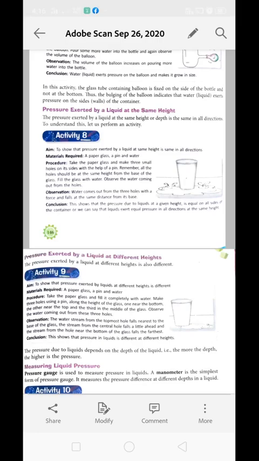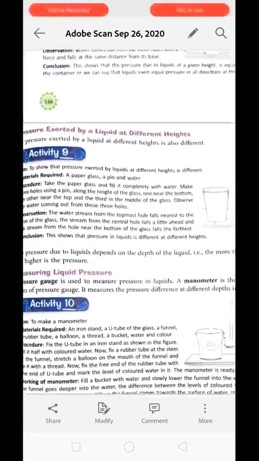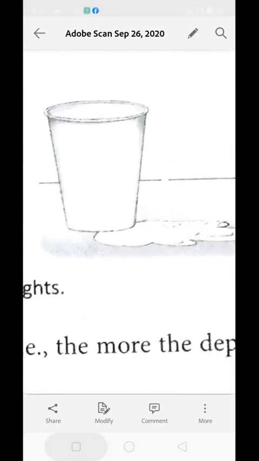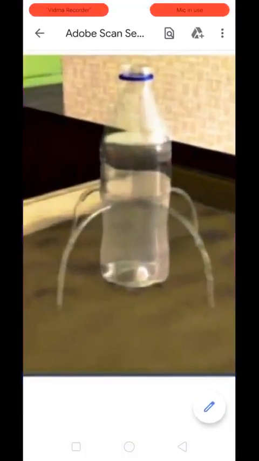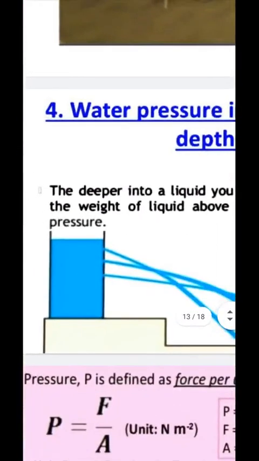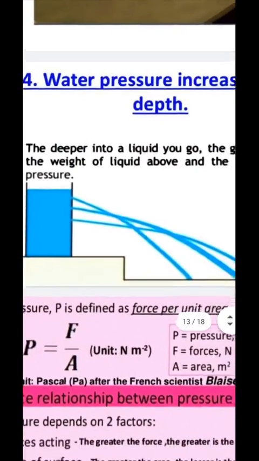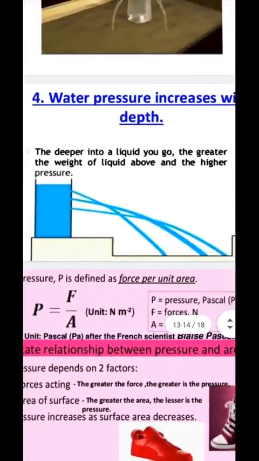This can be clearly understood by activity number 9. You can see a bucket is having 3 holes, which is again not clearly visible. We can take the help of another picture over here. See, this jar is having 3 holes at 3 heights. What happened over here? We have taken a glass jar and marked 3 holes in it. Now cover the holes and fill the jar with water. Now just open the holes.